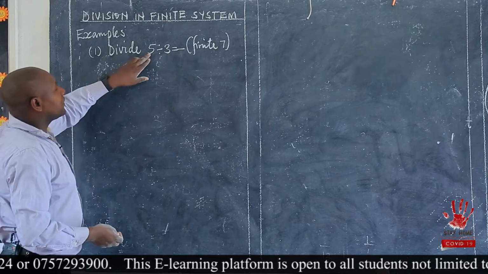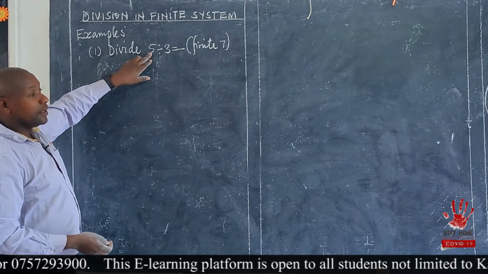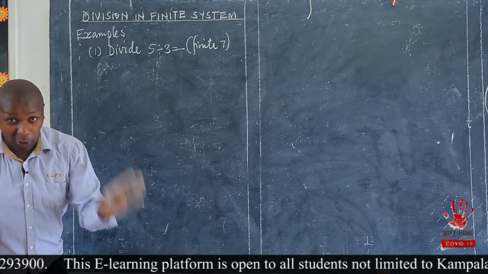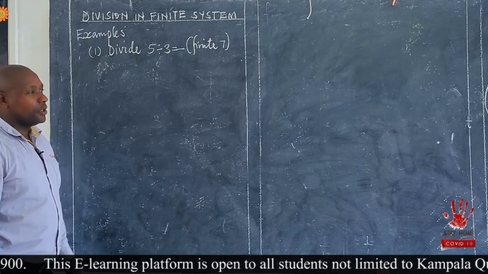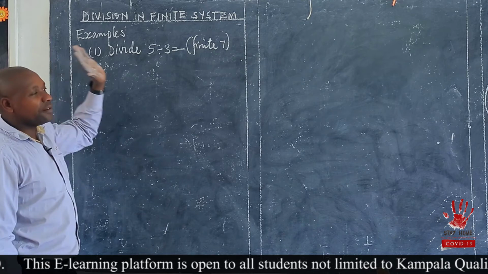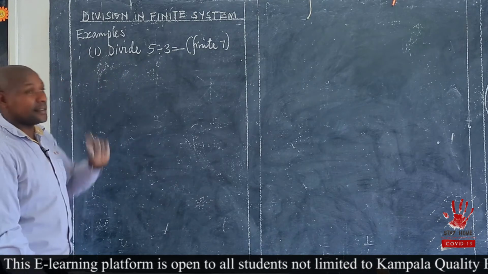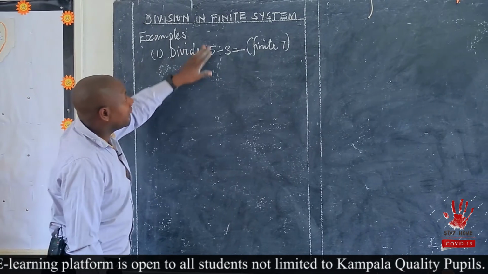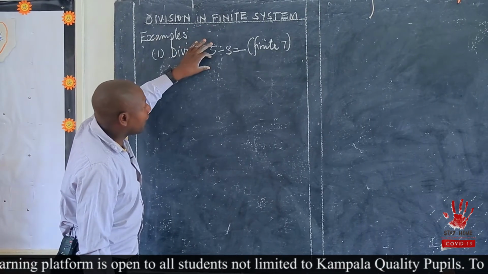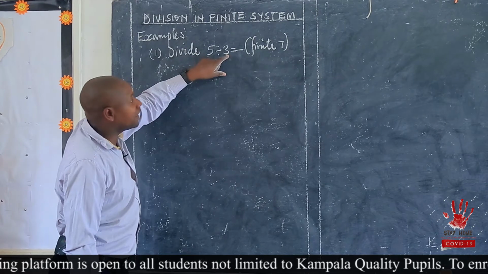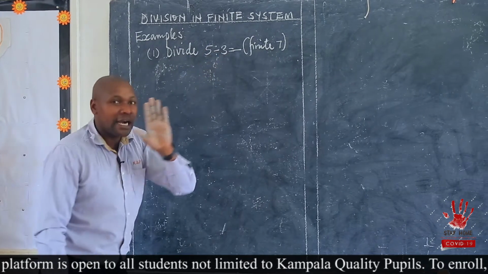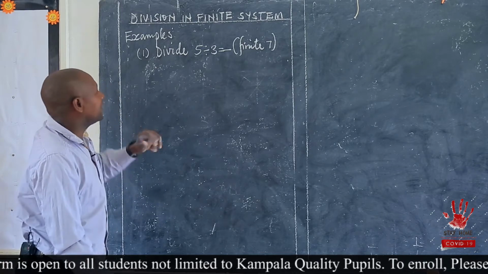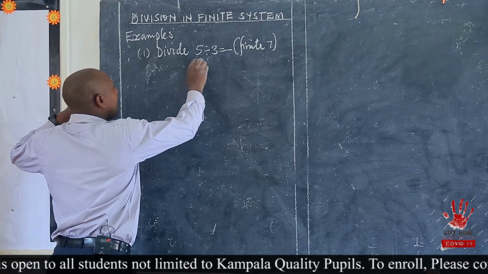Now, 5 is not a multiple of 3. In other words, you cannot divide it completely. So we shall deal with remainders, but this is not the case in division. So what do we do? We want to find a figure which will occupy here, and it is a multiple of 3. That means it must divide by 3 completely, with no remainder.